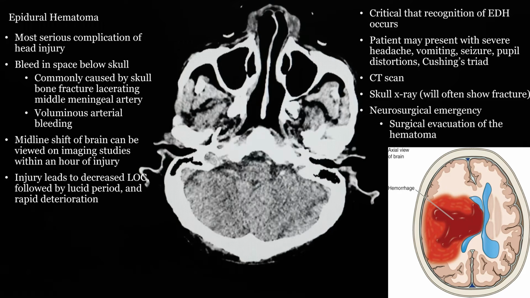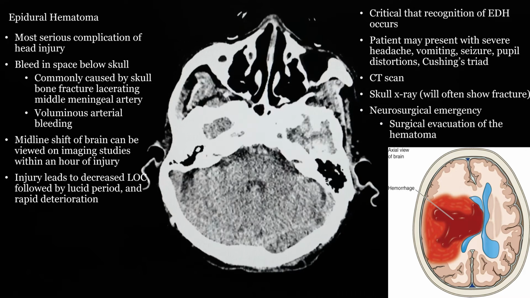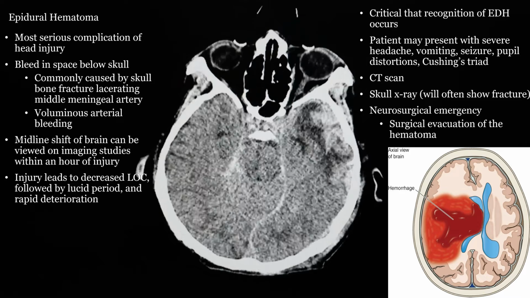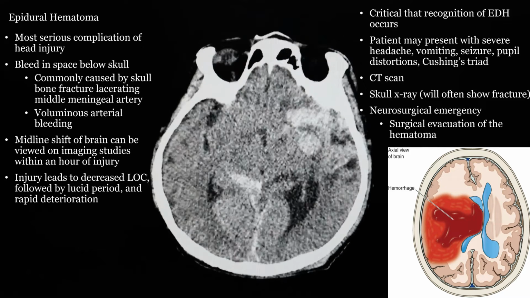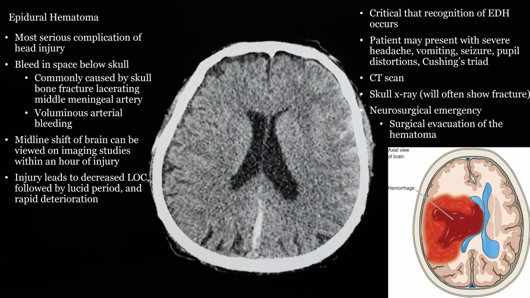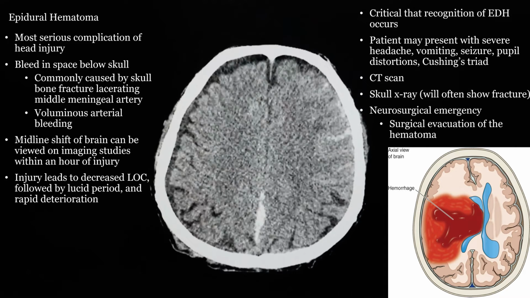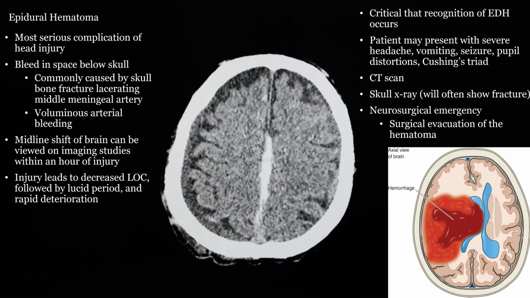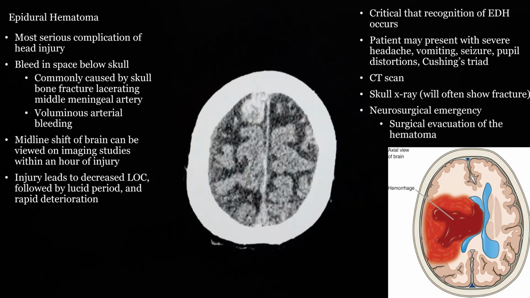Here's a CT scan with an epidural hematoma. This is a common brain bleed from head trauma. This is usually associated with a skull fracture. Head bleeds like this will increase intracranial pressure and can cause a loss of consciousness. Evacuation of this blood will decrease the pressure and edema on the brain.